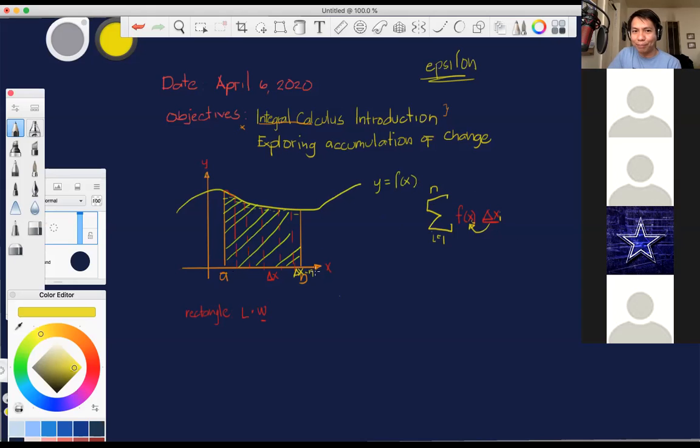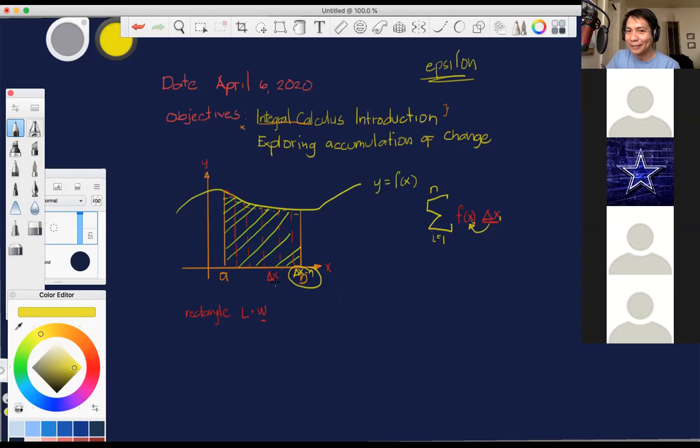So what happens to your n right here? Where does it approach? First two months of differential calculus, guys. Is it 0 or infinity? It approaches what? It's infinity, I think. How many n's do you have? Like how many delta x will you have?